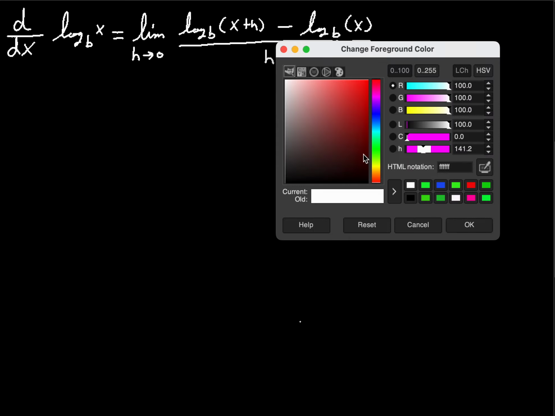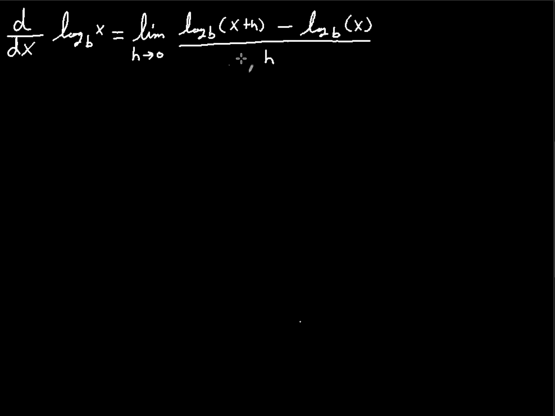So how can I fix this? How can I do something with it? My thought is I'm going to have to use log properties. I think if I rewrite this, I might get something else out of it, but we'll see what happens. So with log properties, since they're being subtracted, I could say this is log of x plus h over x.